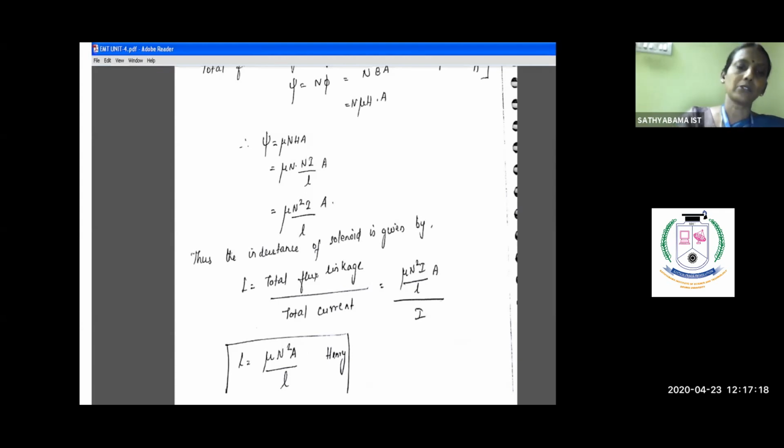Now coming back to your inductance equation, it's nothing but the total flux linkage divided by the total current. So mu N square I by L into A, divided by I, when you divide these two, you'll end up with L equal to mu N square A by L. So this is the inductance of a solenoid. Remember, A is the area of cross section of the solenoid, and L is the length of the solenoid.